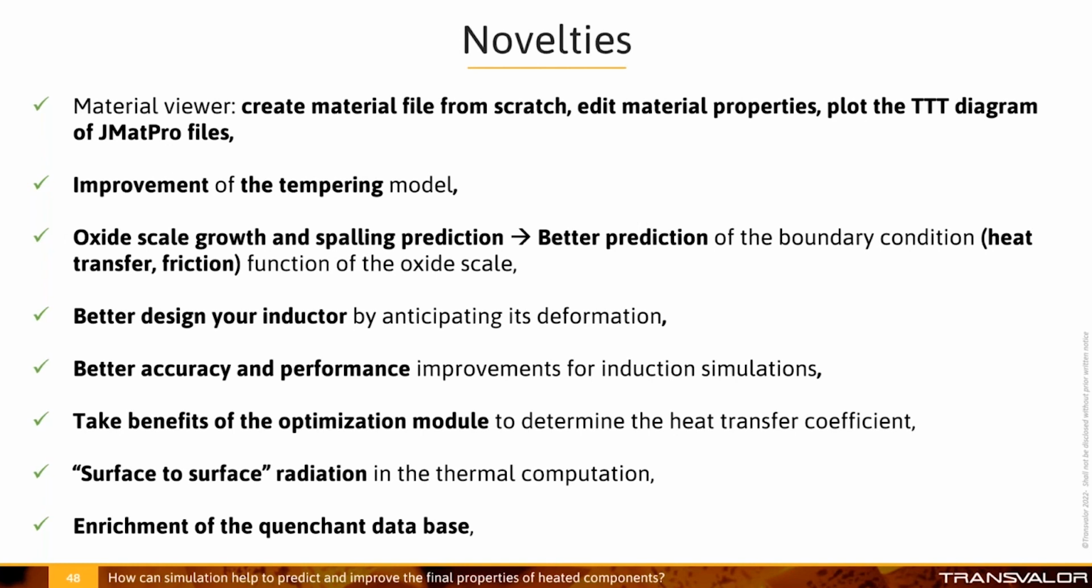We have the material viewer that will help you to create material files from scratch. It is possible to edit material properties and to plot the TTT diagram of GMAT that comes from GMAT Pro. We have improved our tempering model. We have a law that predicts the oxide scale growth and spalling. As well, to be more accurate and closer to reality, we integrate a heat transfer coefficient and friction that are functions of this oxide scale.